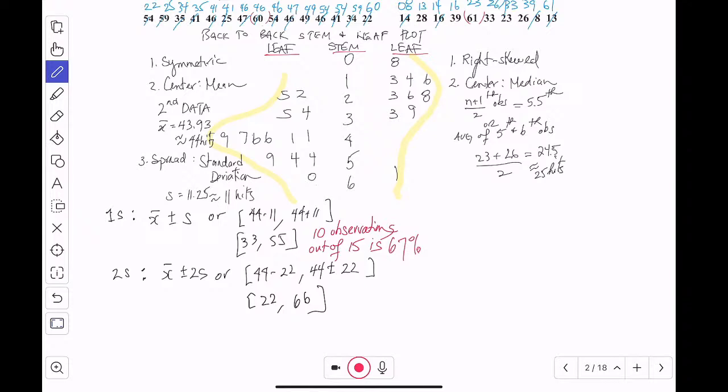It's all the numbers, isn't it? Except for, it's all the numbers. 22. It's everything. So this is 100%. So within 2 standard deviations, you have 100% of your data. That denotes a very tight distribution. It's very tight. It's not spread out. There are no outliers.